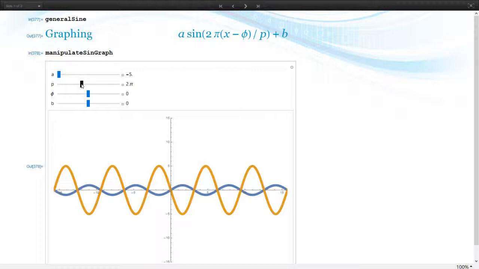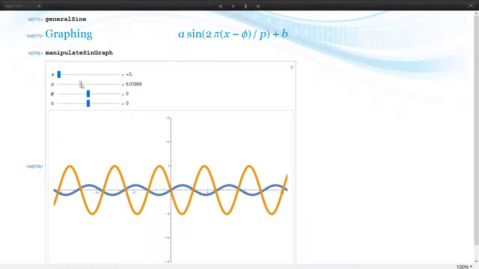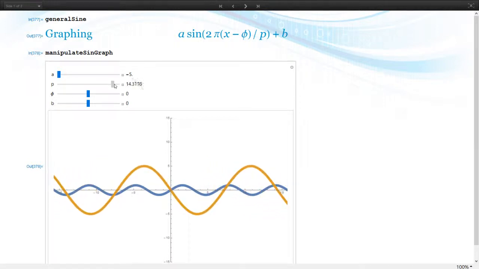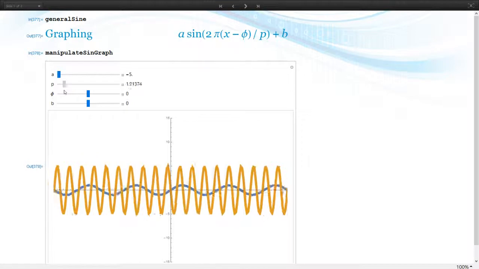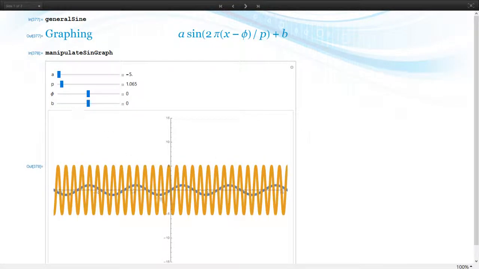P changes the wavelength. So right now we have a wavelength of 2 pi, but I can increase that to a wavelength of about 15, almost 16. And we notice that now it takes a lot longer for the curve to come back to its initial starting point. So to complete a cycle is now taking about 15.7 units of length rather than the 2 pi length that we started at. We can shrink it the other way. The graph now has a very short distance for one complete cycle on the graph.